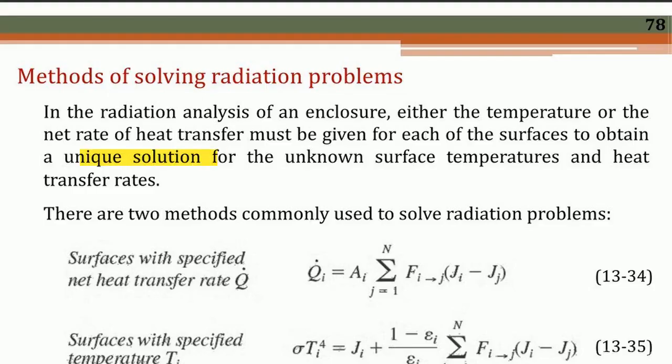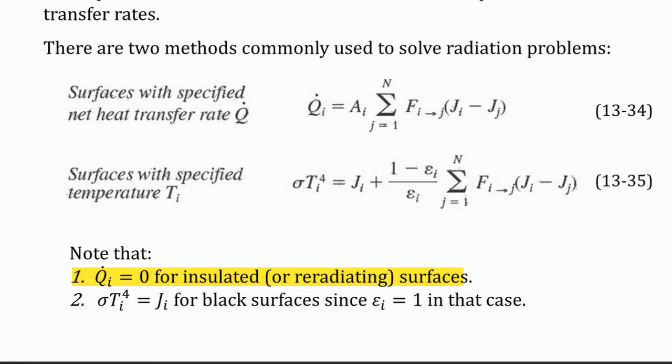To obtain a unique solution in enclosure analysis, you must know the starting temperature or net heat transfer rate for every surface. Two rules apply. For insulated surfaces, net heat transfer rate is exactly 0. For black surfaces, emissivity is exactly 1.